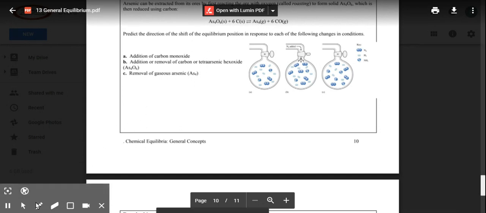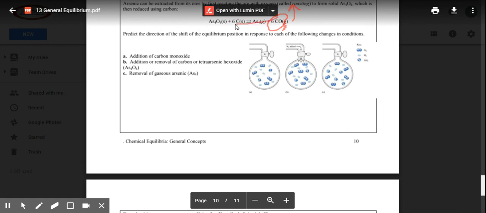And we want to predict which direction the reaction will shift if we have these scenarios happening. So the first one is the addition of carbon monoxide. Carbon monoxide's here. I make sure what state of matter it is. It's a gas, so that means it will cause a shift. If I increase that, I'm adding more, my reaction will shift towards the reactant side. And so I will shift left in that scenario to favor my reactants.